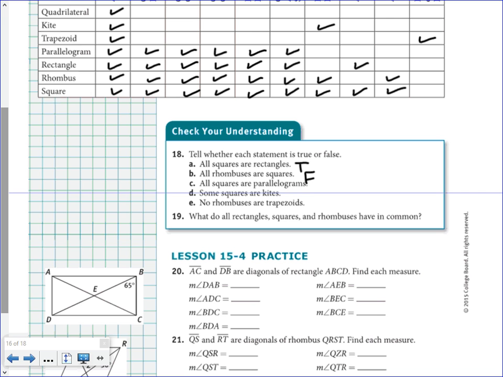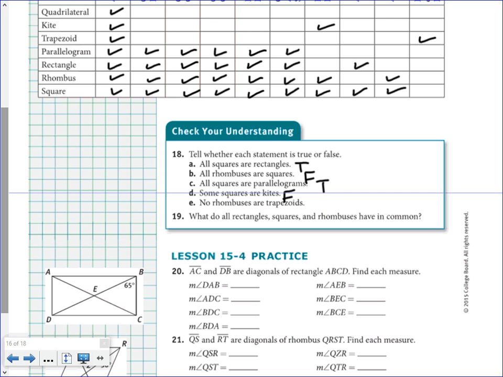All squares are parallelograms. True. Some squares are kites. No. Squares have 2 pairs of parallel sides. Kites do not have any pairs of parallel sides. That's false. No rhombuses are trapezoids. So, are rhombuses trapezoids? No.